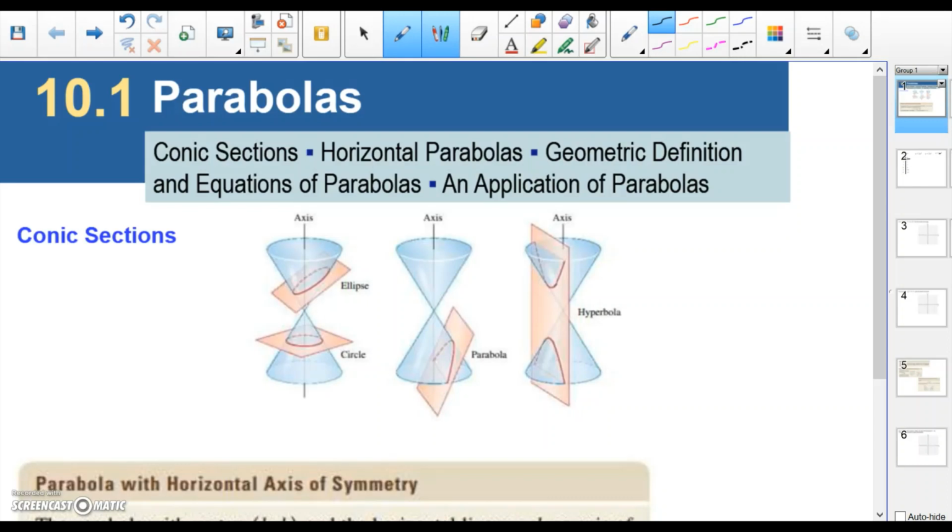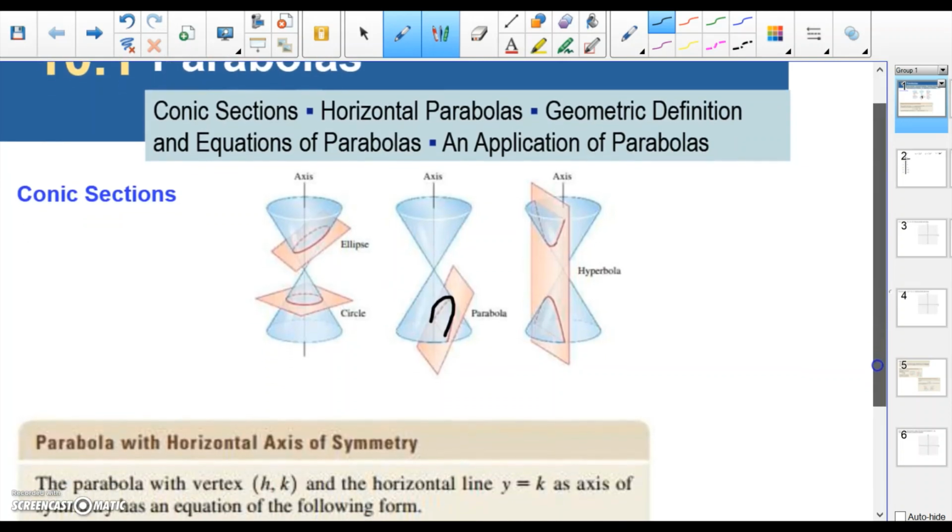10.1 Parabolas. Parabolas are a conic section, and it's made when a plane cuts through the cone at an angle, like you see in that picture right there. Of course, there are other conic sections, a circle, an ellipse, and a hyperbola, which we'll get to, but today is parabola.